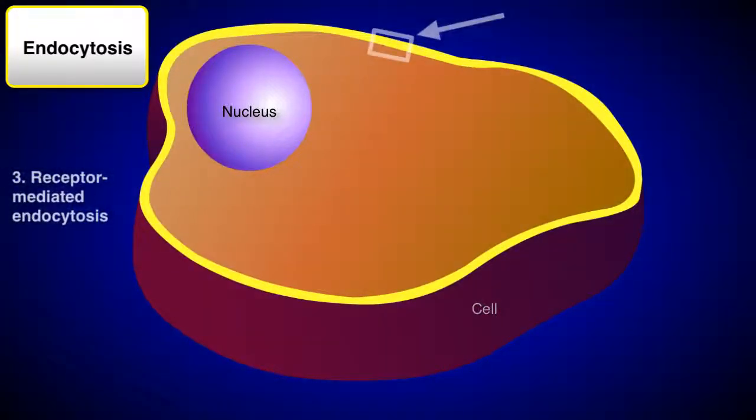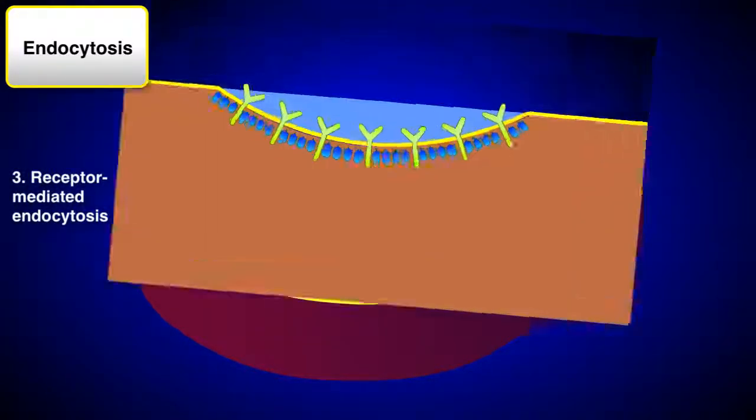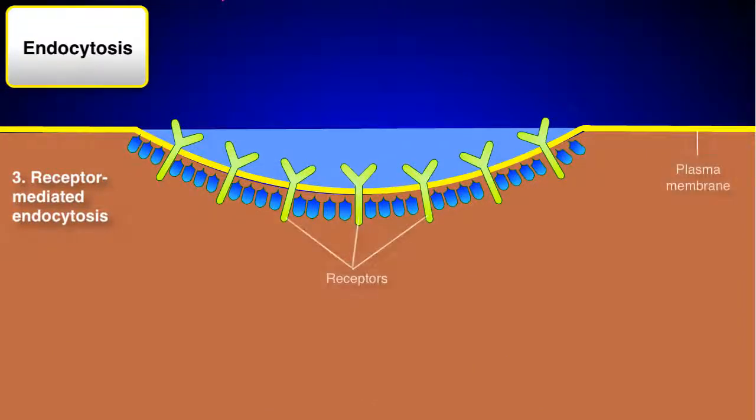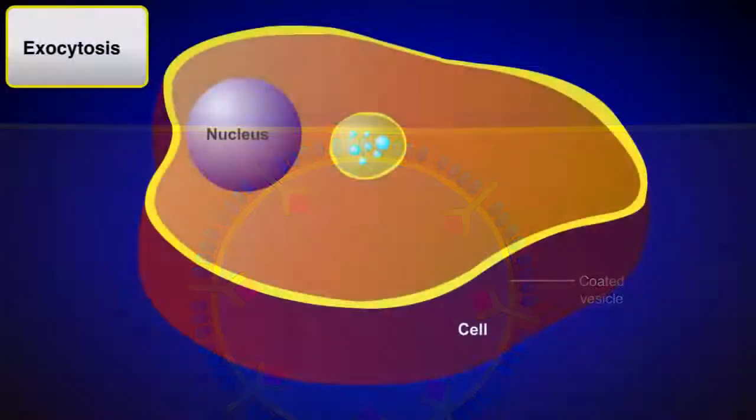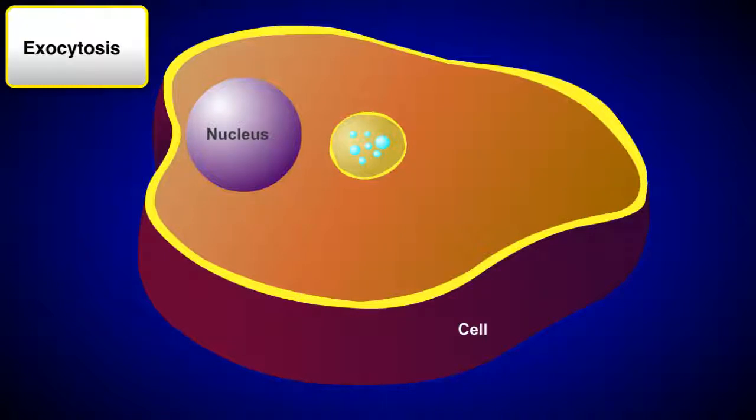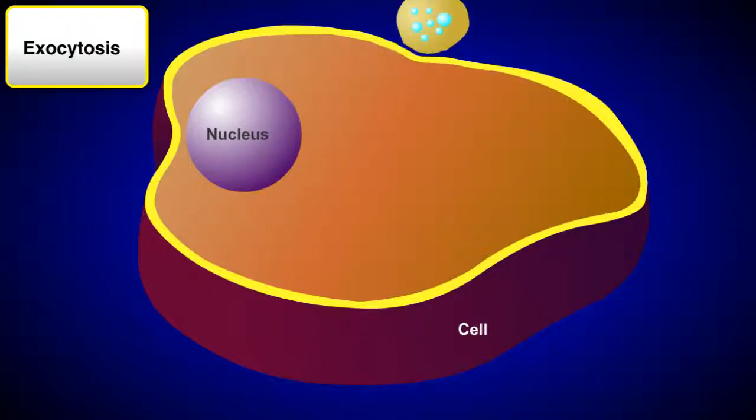During receptor-mediated endocytosis, molecules bind to specific receptor proteins embedded in a coated pit within the plasma membrane. When enough molecules accumulate in the coated pit, the pit deepens, seals, and is incorporated into the cell as a vesicle. Exocytosis is the opposite of endocytosis. During exocytosis, membrane-bound vesicles move to the surface of the plasma membrane, fuse with the membrane, and then release their contents to the outside of the cell.